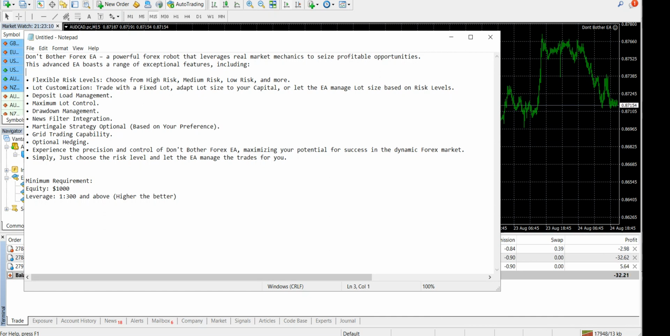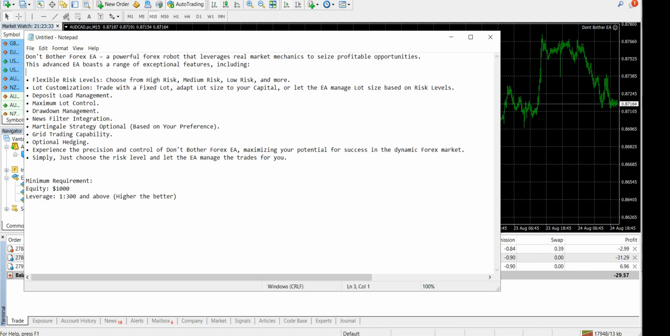This has many features, and these are only a few of them, not the complete list. There are flexible risk levels. You can choose high risk, medium risk, low risk, or significant risk, and there are a couple of other risk levels. You can just choose them and let the EA trade for you itself.